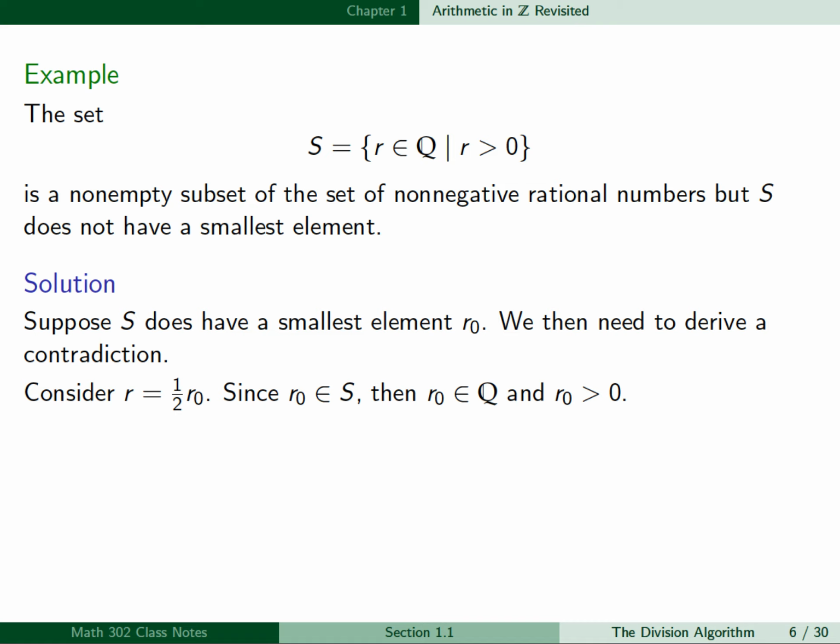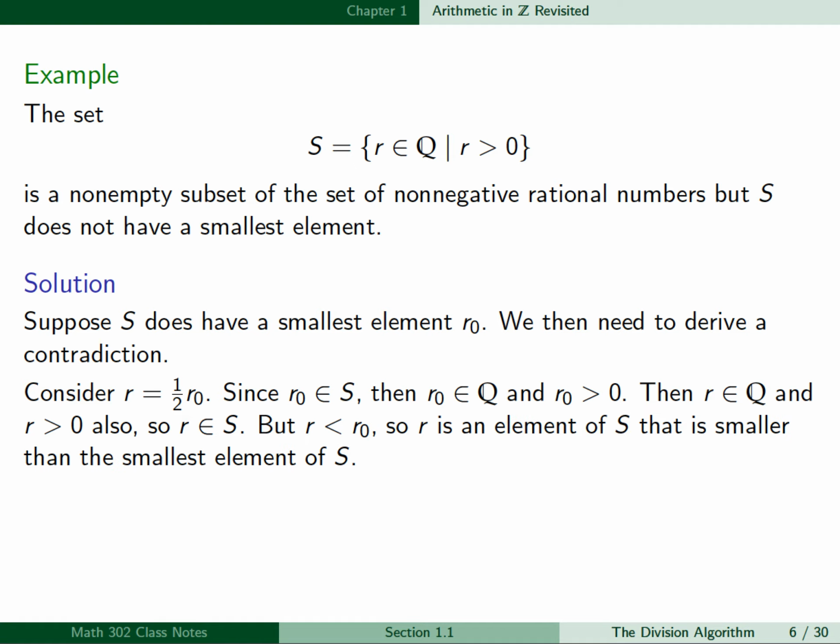Now since r sub 0 is in S, that means that it's a rational number, it's in Q, and it's positive. r sub 0 is greater than 0. Now that tells us that r will also be a rational number, since it's just 1/2 times a rational. And r is greater than 0 as well, since 1/2 times a positive will also be positive. So r is in Q, and r is greater than 0, so that tells us that r is in S. But r is less than r sub 0, so r is an element of S that is smaller than the smallest element of S. And this is a contradiction.